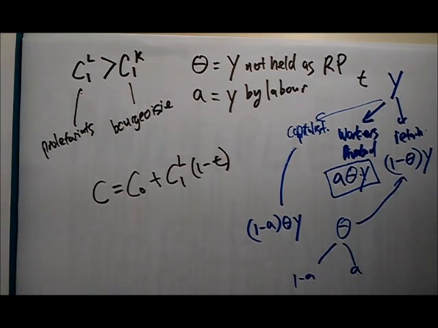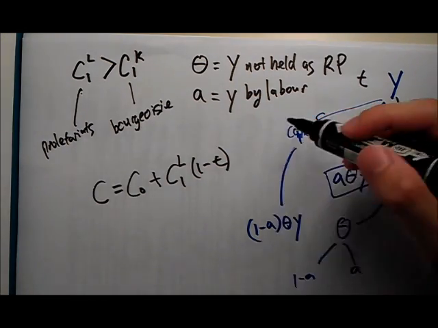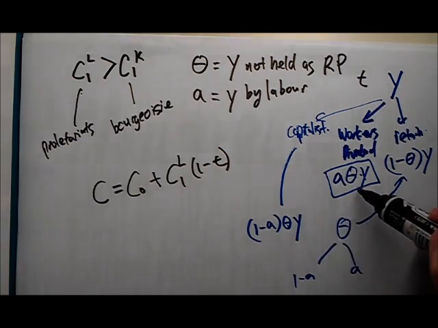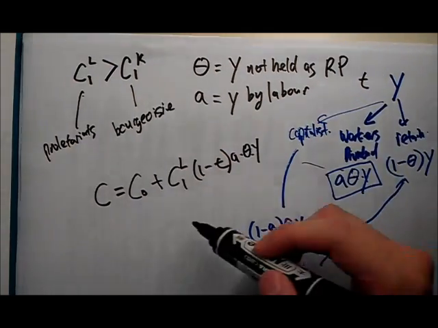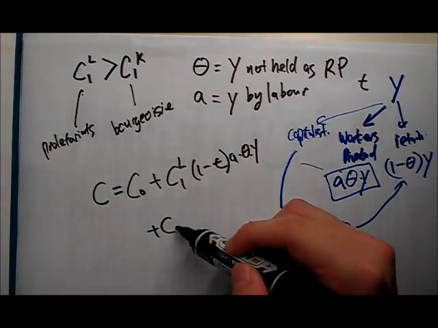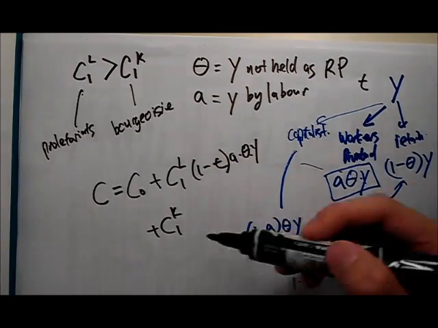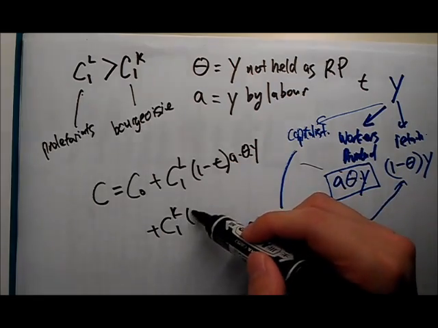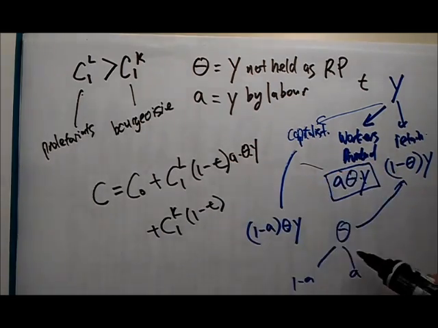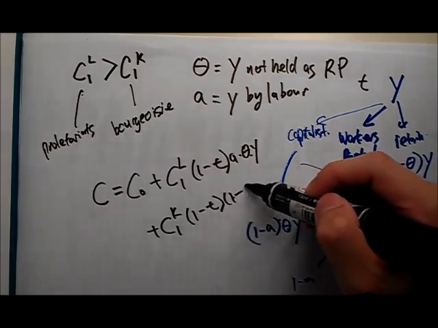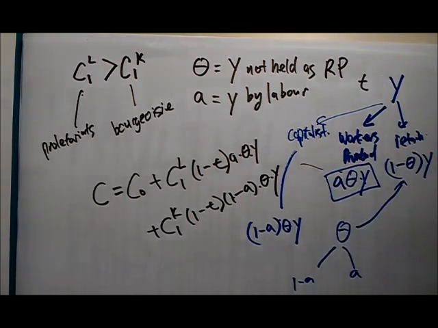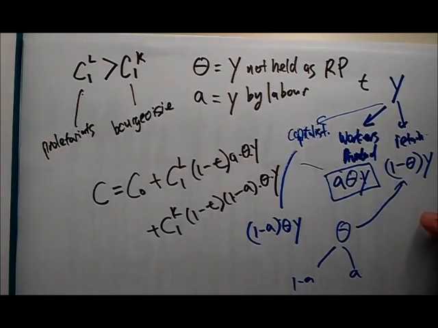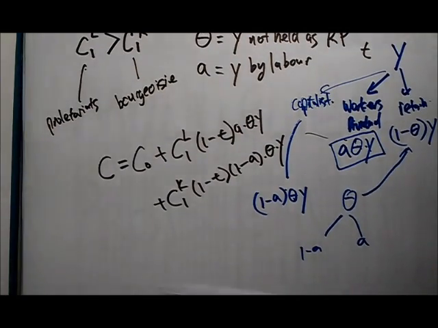Let's get back to the consumption equation. Now we know that there will be tax, so we put their income inside: alpha times theta Y. Then the capitalist class has its own MPC and is taxed too, and you put 1 minus alpha multiplied by theta Y inside. There we go, we have the consumption equation. That's all.